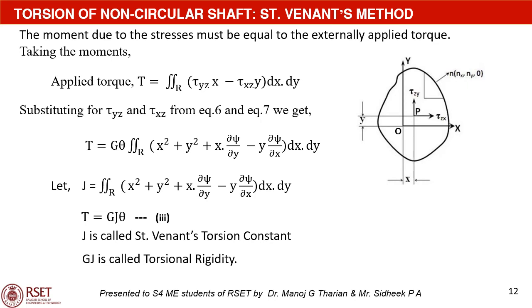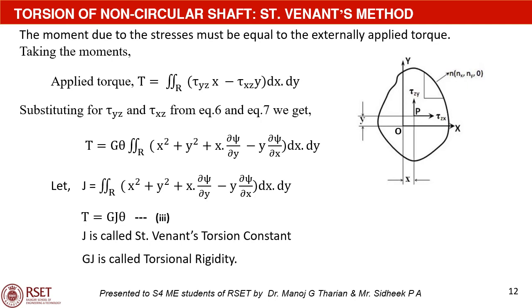When theta is equal to 1 unit, applied torque T is equal to G into J. This gives the definition for the torsional rigidity. The torsional rigidity is defined as the torque required to produce a unit twist per unit length.